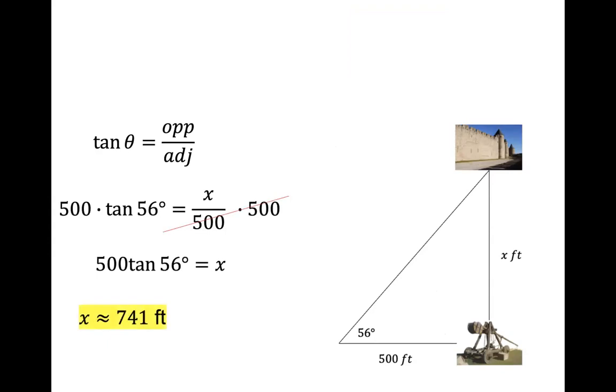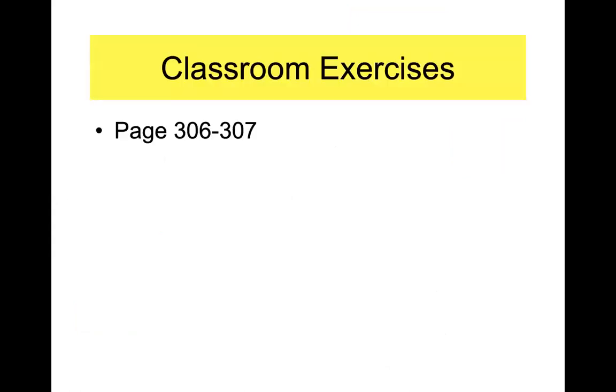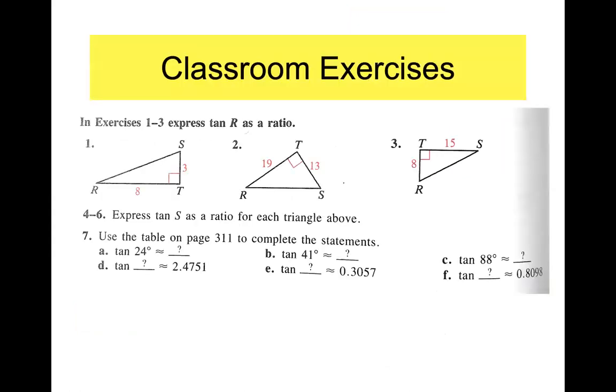So they would know how much weight to put into their trebuchet in order for the rock to travel 741 feet. And they could hit the castle wall within a shot or two simply because they knew, using trig, how far away it is. Okay, so that's one of many examples of how trig could be used.